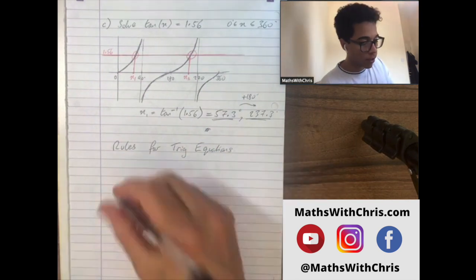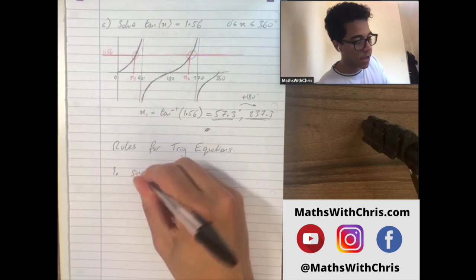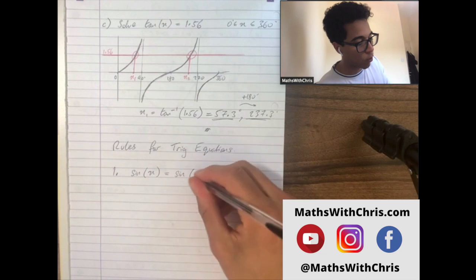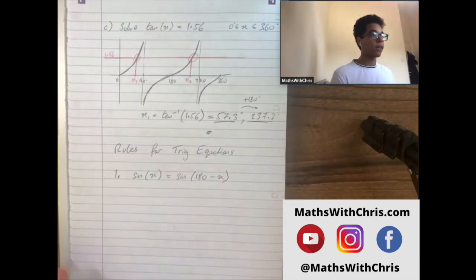So rule number 1, sine of x equals sine of 180 minus x. So what's that saying?